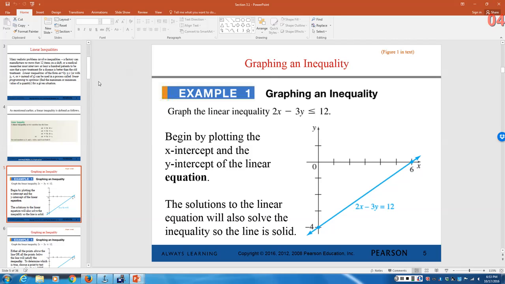So here's our first example, and we're going to start out just by graphing a single inequality. We want to graph the linear inequality 2x - 3y ≤ 12. And what we'll do is we'll begin by plotting the x-intercept and the y-intercept of the linear equation, ignoring the fact that it's an inequality. And the solutions to the linear equation in this case will also solve the inequality because the inequality has an equal to or less than sign in it. So basically, we just want to graph the line 2x - 3y = 12.